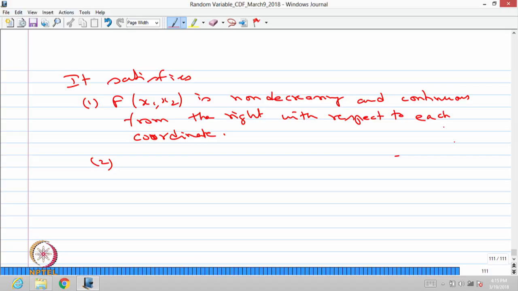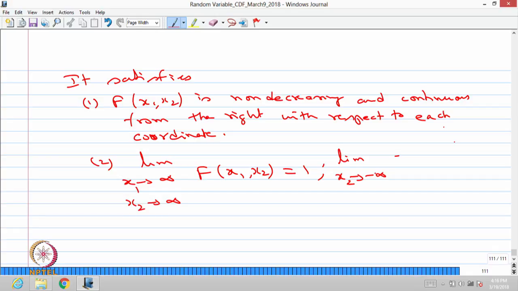Second point, the limit as x1 tends to plus infinity and x2 tends to plus infinity of the CDF F of x1 comma x2 is always 1, and the limit as x2 tends to minus infinity of F of x1 comma x2 is equal to 0, and the limit as x1 tends to minus infinity of F of x1 comma x2 is also 0.